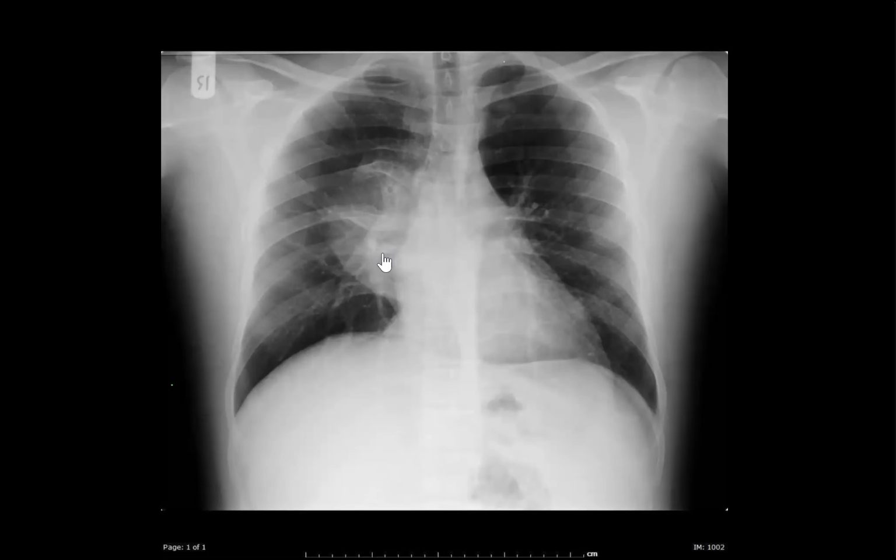We suspect esophageal duplication cyst, although it's less likely due to lack of continuity with the thoraco-abdominal line.